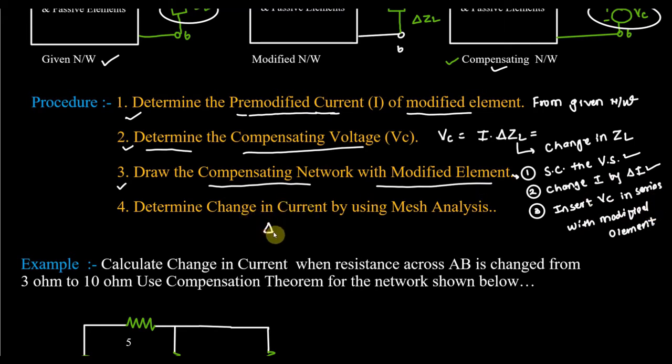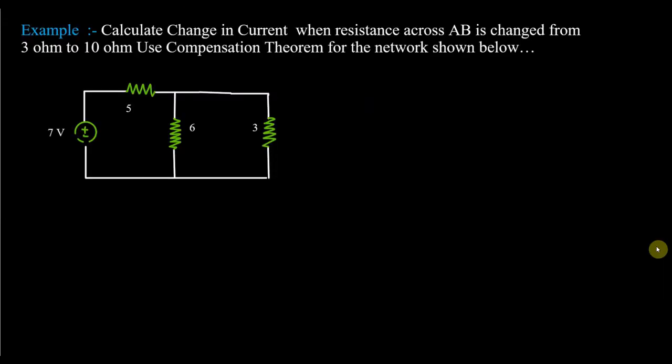So what is the change in current? The change in current is delta I, and by a simple method, I will use mesh analysis. So we will solve one numerical based on the compensation theorem. This question is given: calculate the change in current when the resistance across AB is changed from 3 ohms to 10 ohms. Use the compensation theorem for the given network.